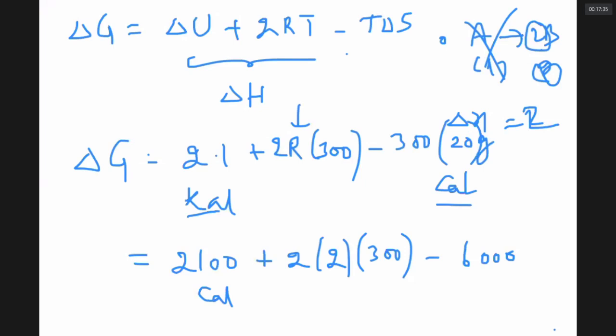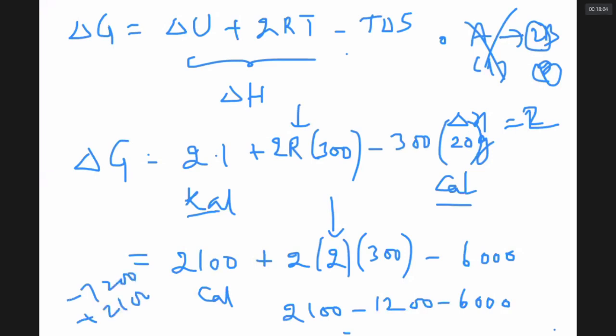R value is 2 calories, 1.987 calories or roughly 2 calories. Clear? Minus 7,200 plus 2,100, that is minus 5,100. Correct. So it is minus 5.1 kilocalories. They want the answer in kilocalories.